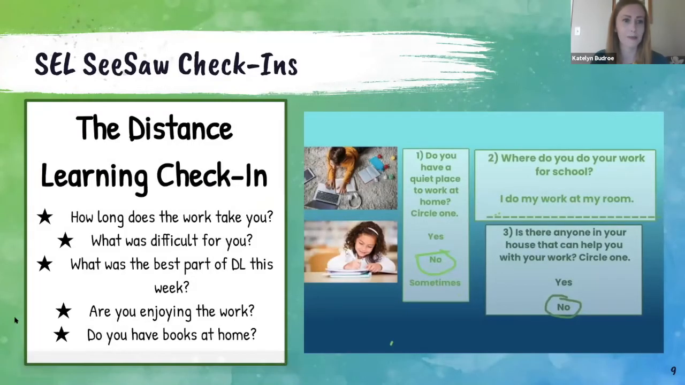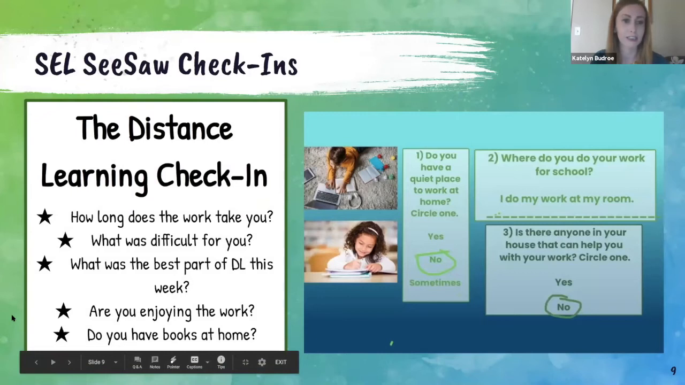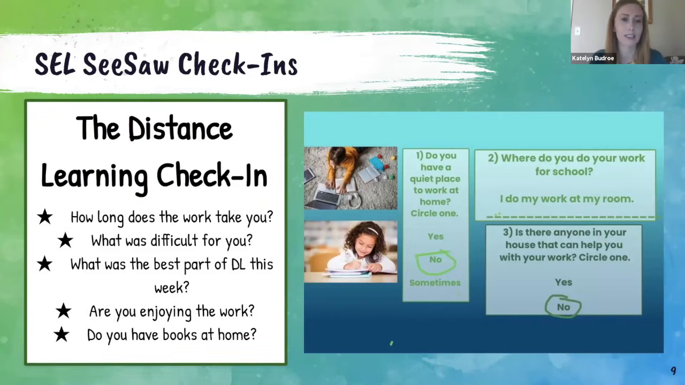And another type of check-in that I've been doing is a distance learning check-in every Friday. And this has provided me with lots of valuable information to guide my instruction, to differentiate my instruction, and give different students different assignments. I asked them how difficult the work was, something that they enjoyed about the week, what was the hardest part of the week, asking them if they have books at home. That has been a challenge during this time. So thankfully they all have their internet now, so they can get on all of those websites with a multitude of books.